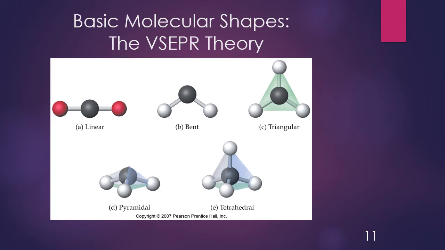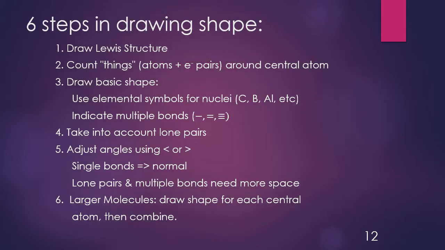So here are the basic shapes. We have linear, bent, triangular, pyramidal, tetrahedral. There are more shapes, but these are just the main basic ones. And I'm going to go through them step by step and discuss each one. There are 6 steps in drawing the shape. First step, of course, is to draw the Lewis structure. That's why we learned how to draw Lewis structures. We need to know where the electrons are in order to determine the shape of the molecule itself.